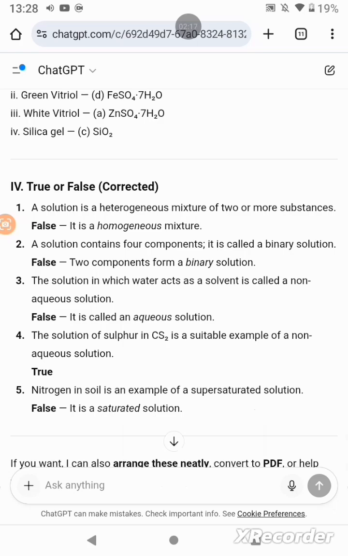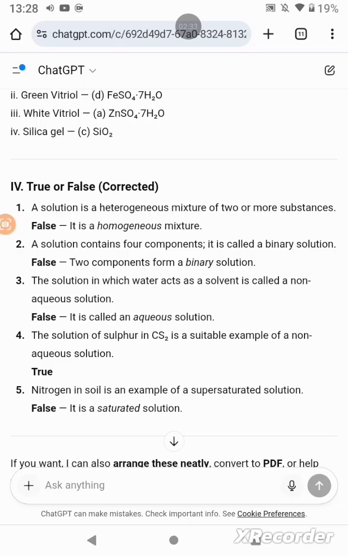True or false? Correct the statements. 1. A solution is a heterogeneous mixture of 2 or more substances. False. It is a homogeneous mixture. 2. A solution containing 4 components is called a binary solution. False. 2 components form a binary solution.